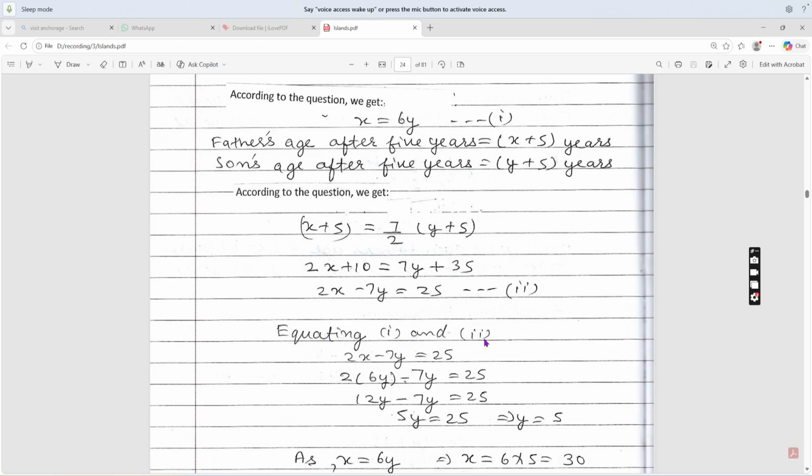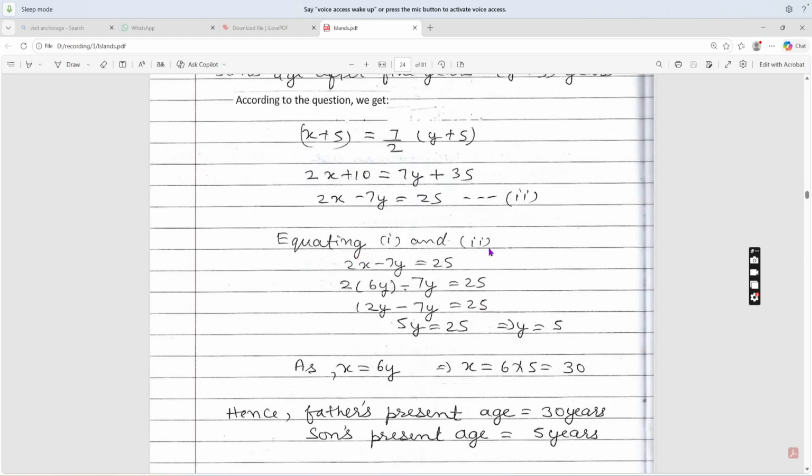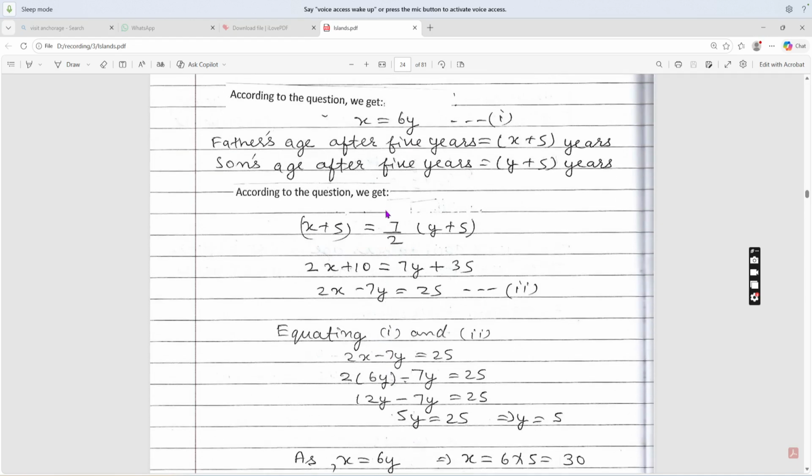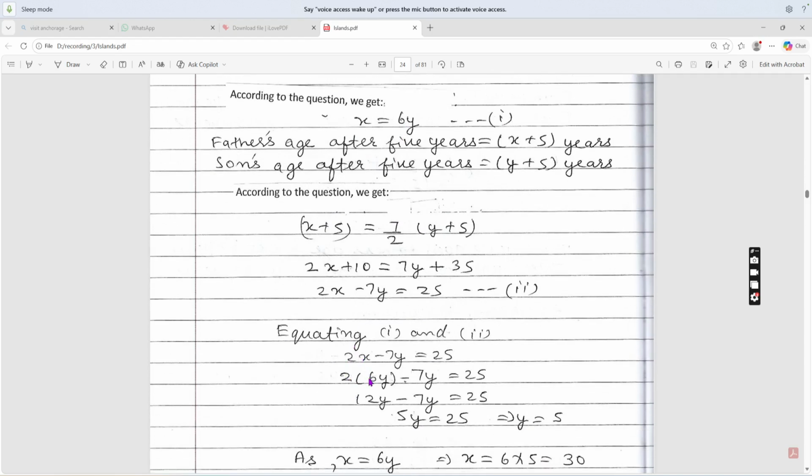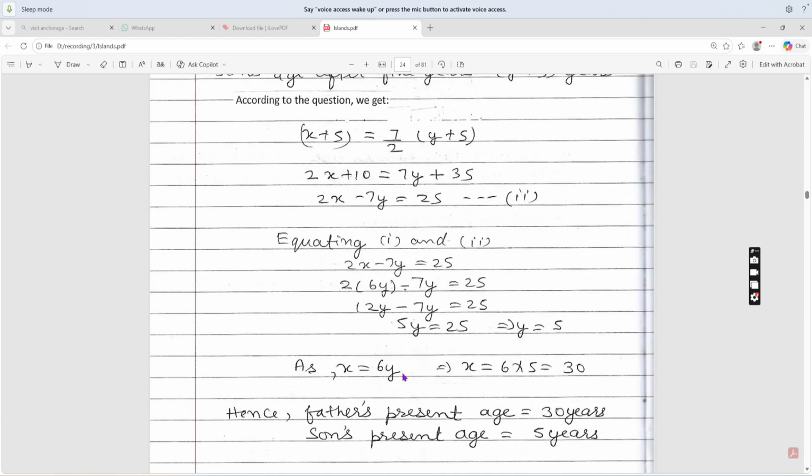Now we are going to operate equation 1 and equation 2. 2x minus 7y is equal to 25, but here x can be replaced by 6y. This is called the substitution method. x can be substituted by 6y because x is equal to 6y from equation 1. So x is replaced by 6y, so we are getting 12y minus 7y is equal to 25. 12y minus 7y is 5y is equal to 25, so y is equal to 25 upon 5, that is 5. As x is equal to 6y, x is equal to 6 into 5, that is 30. So father's present age is 30 years and son's present age is 5 years.